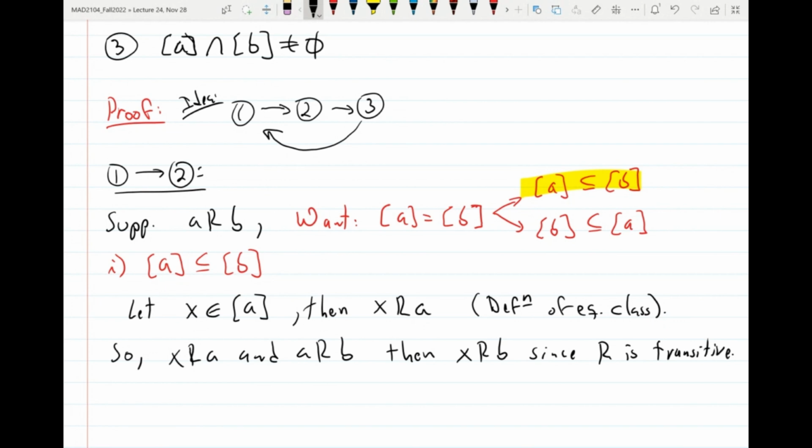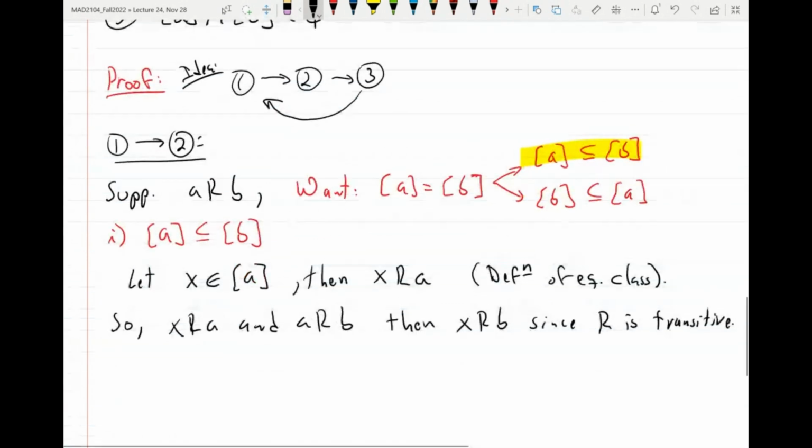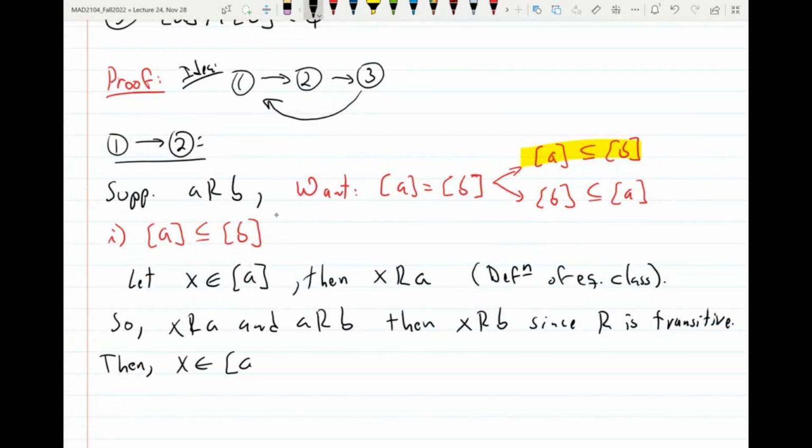You okay with this? But now if X is related to B, what does that mean? It's an element in the class of B, right? So then X belongs to the class of B. So we started with an element in the class of A, and we showed that that element is in the class of B. So therefore, the class of A is a subset of the class of B. So anything that's related to A is also related to B. You okay with this? Now, how do we do the other way around?